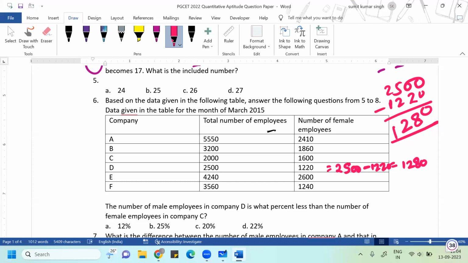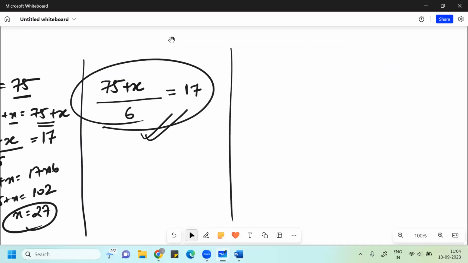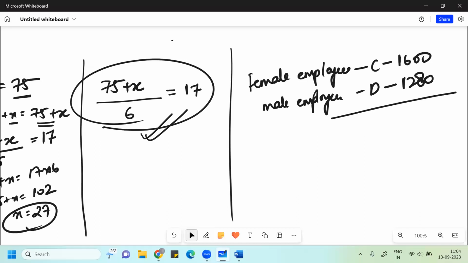company D, total number of employees 2500, this much is female, is what percentage less than the number of female employee in company C? Number of female employee in company C is 1600. So the number of female employee in company C is 1600 and the number of male employee in company D is 1280. Any doubt, guys? What is the difference? The difference would be 320.